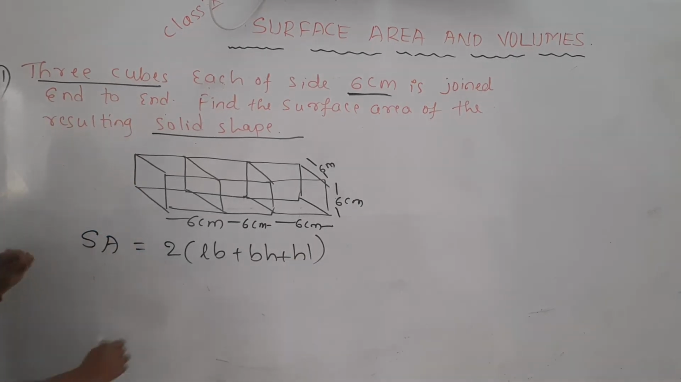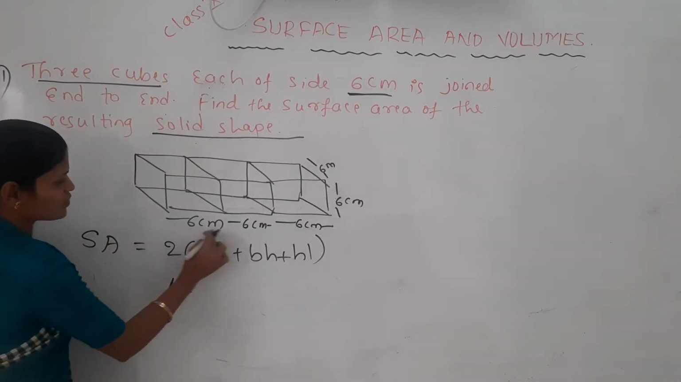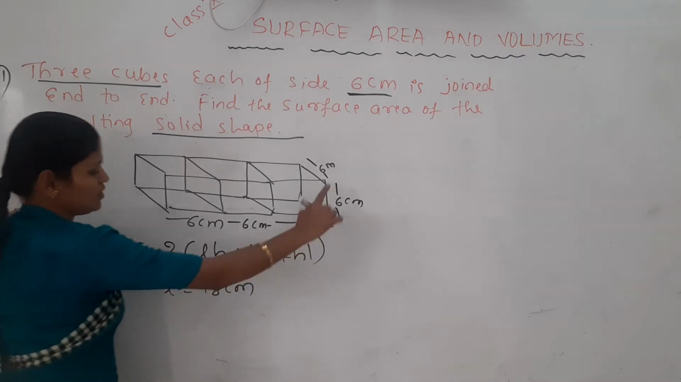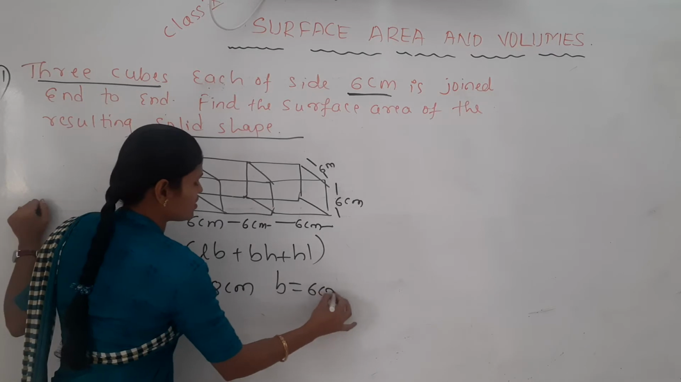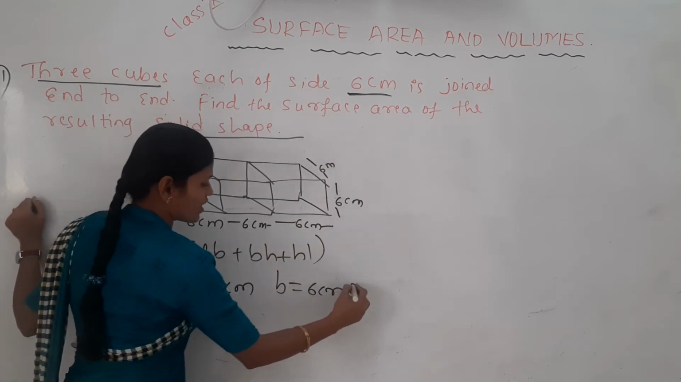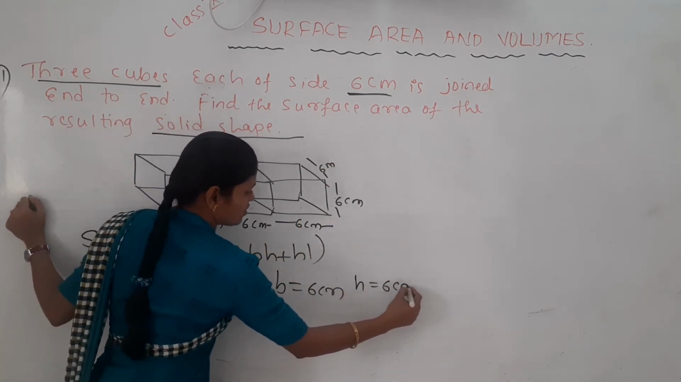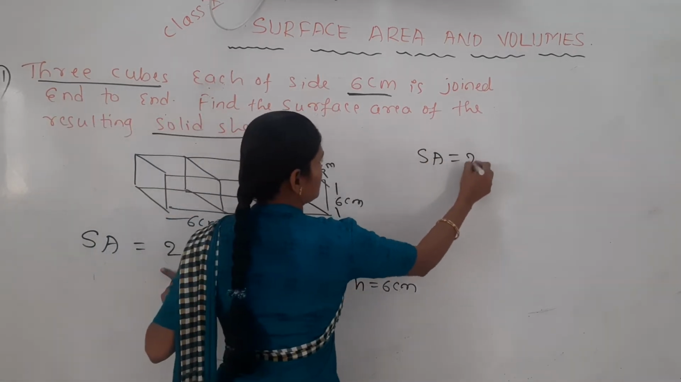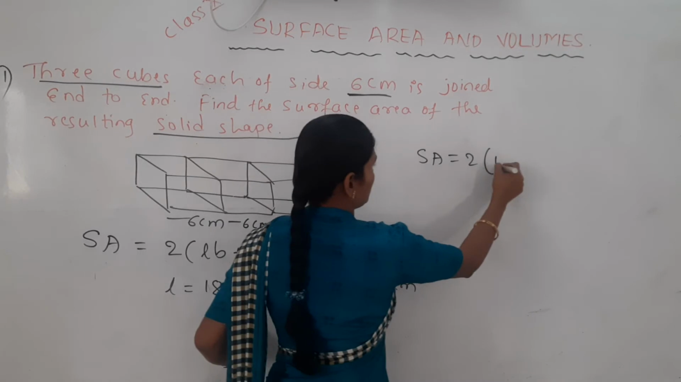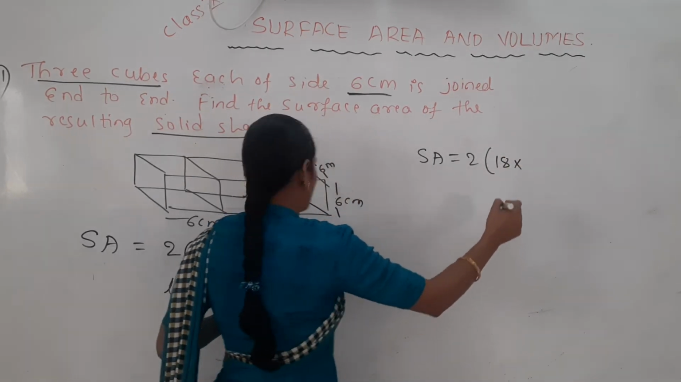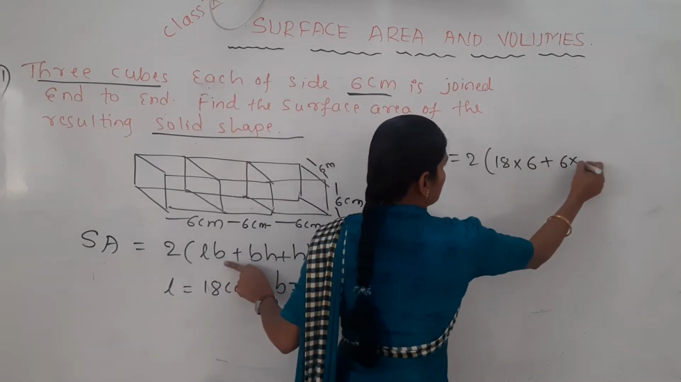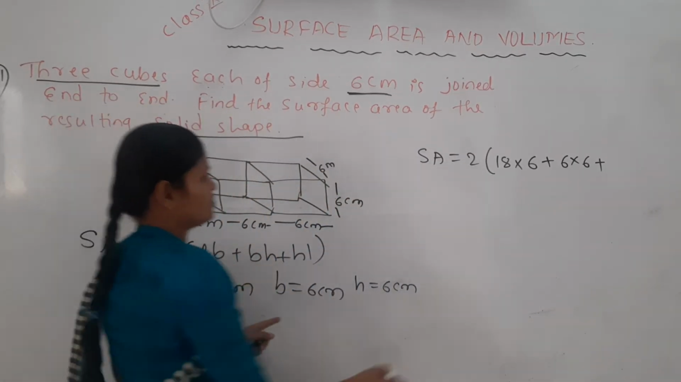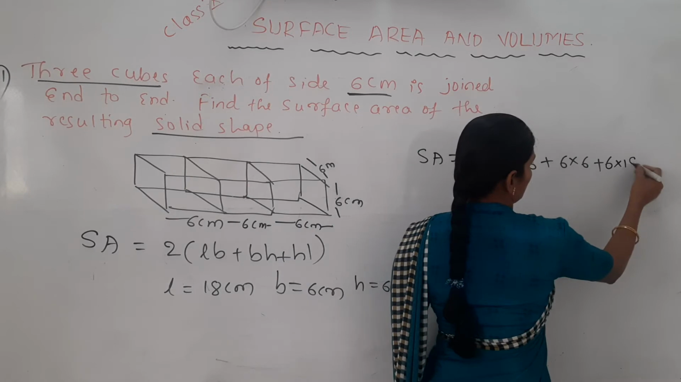Okay. Here what is the length? Length is 6 plus 6 plus 6, 18 centimeter. Then breadth is 6 centimeter. Then height is also 6 centimeter. Then you can find the area. What is the surface area here? 2 times of L is 18, B is 6, plus 6 into 6, plus one more HL. HL means 6 into 18.